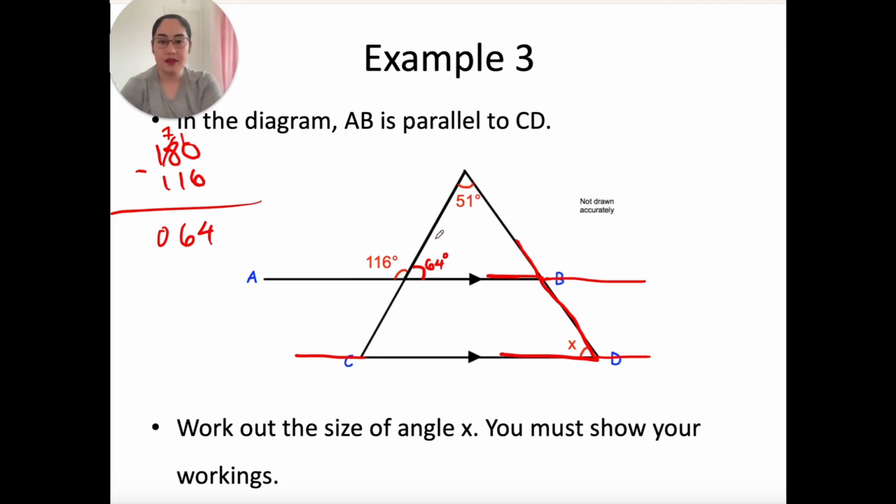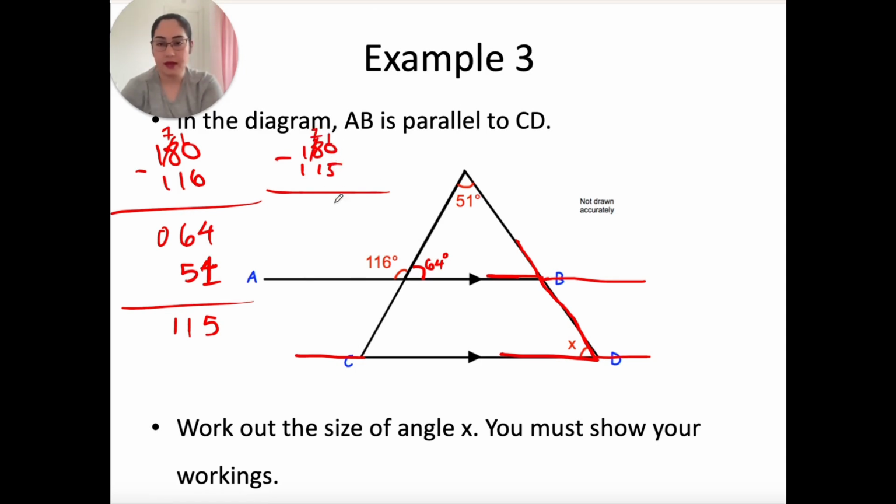Now I know the sum of the interior angles of a triangle is equal to 180. So I'm going to add these two and then subtract from 180 to find out what this third angle is equal to. So 64 plus 51, sorry, not 4. 4 plus 1 is equal to 5, 6 plus 5 is equal to 11. So 115. Then if I do 180 minus 115, I get this third angle.